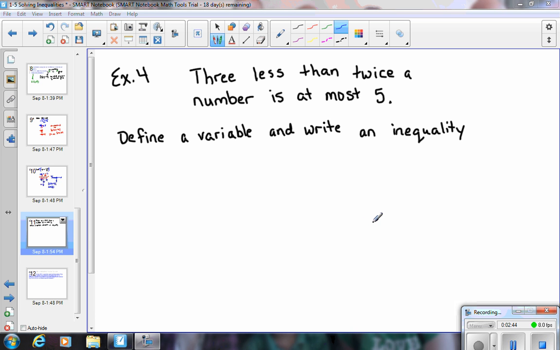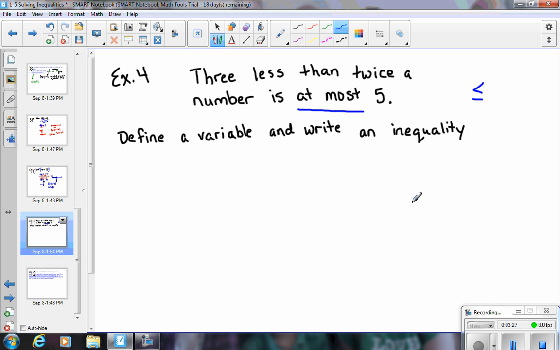So we have 3 less than twice a number is at most 5. You're going to need to think about what at most means. If I say I have at most $5, that means I could have $5, or I could have less. The most I have is $5. So when you see at most, that's actually less than or equal to. And that might be a little backwards from what you think, because usually we think most, we think greater than. But when we're talking about at most, if you stop and think about what that means, at most 5 means I could have less, but that's the most I could have.